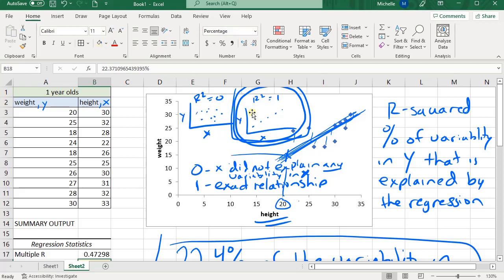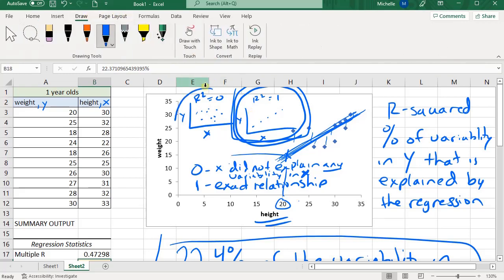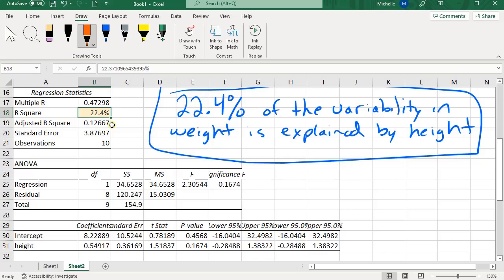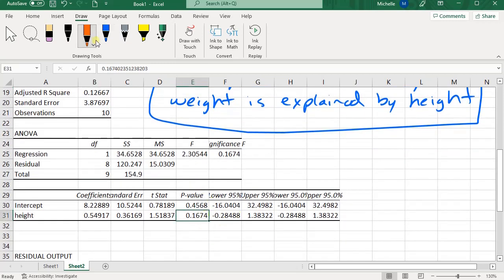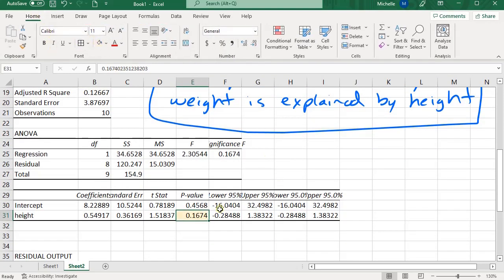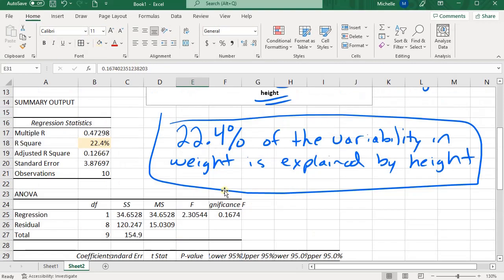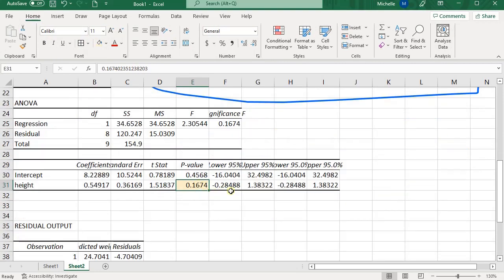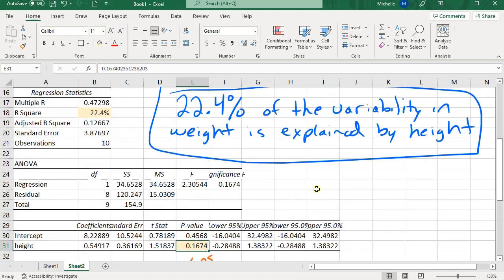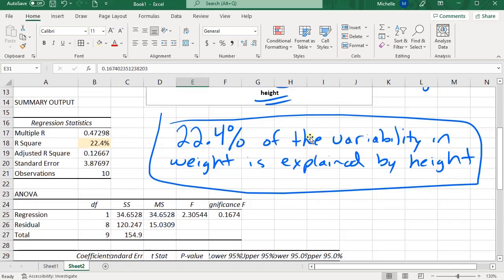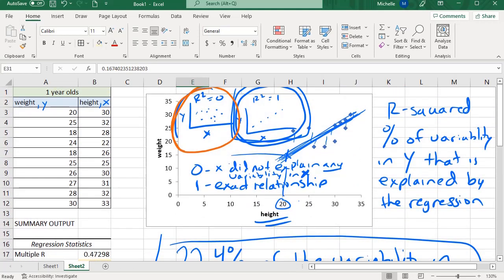Now, if R squared is 0, then that means basically your regression did nothing for you. And we can see a lot of times, so here, this p-value is not significant, meaning it is not less than 0.05. So height basically is not a significant predictor, which makes sense because our R squared is also not that great. And this is made up data, so that might be why that happened.